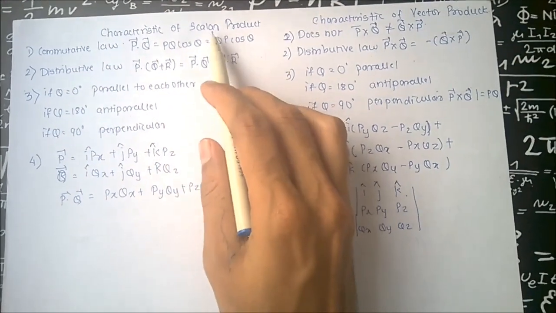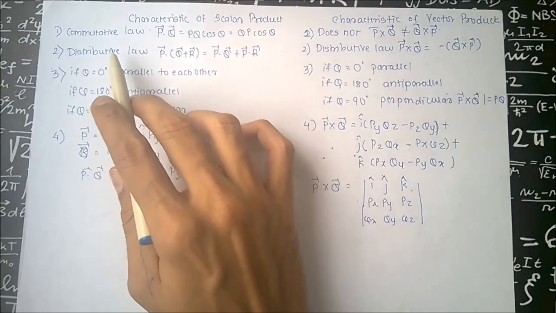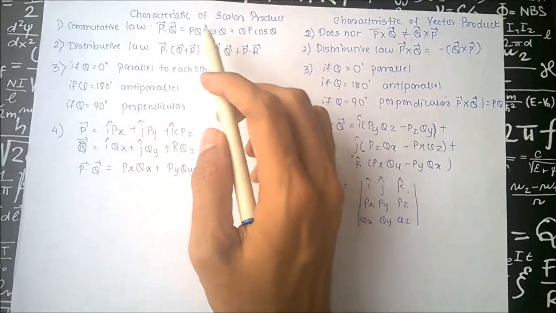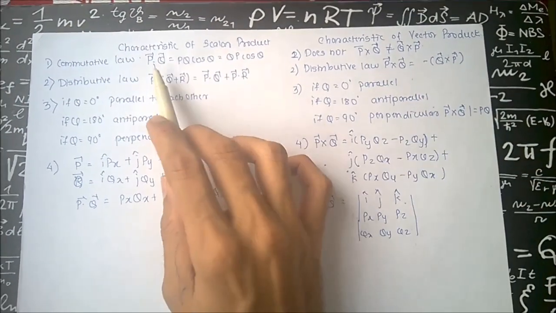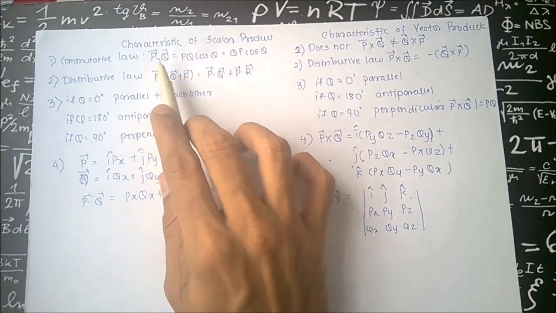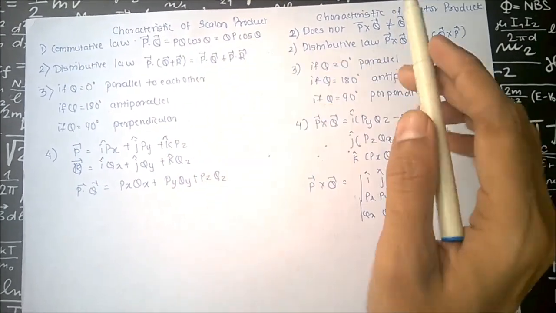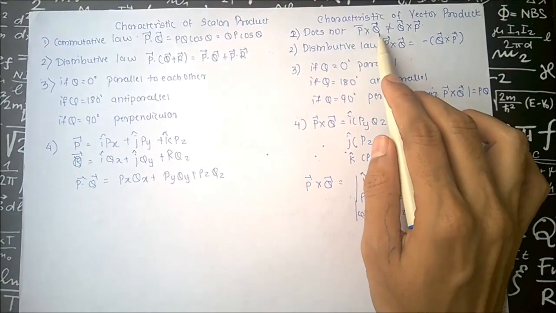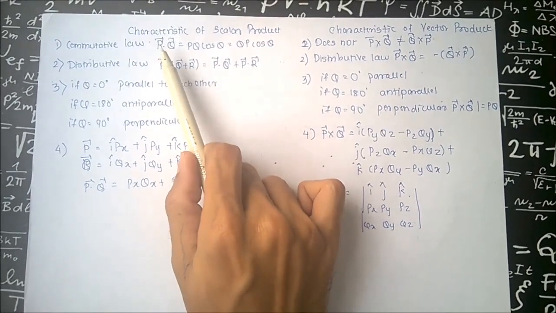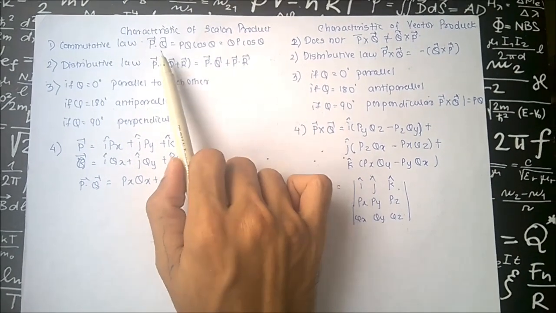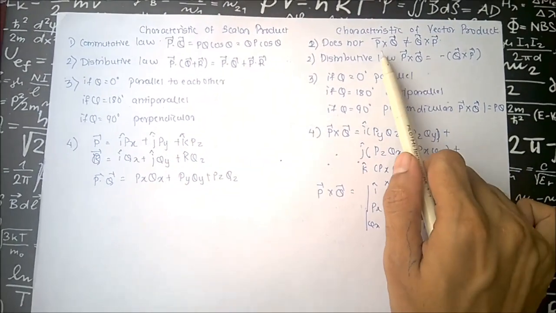Now we'll deal with the characteristics of a scalar product and the characteristics of a vector product. There are different characteristics; I've taken a few. The commutative law is obeyed in the scalar product, whereas it is not obeyed in the vector product. That is, p dot q gives pq cos theta, which can be changed to qp cos theta. But in the vector product, p cross q is not equal to q cross p. Firstly, the scalar product is denoted by a dot product, and in vectors we have a cross product.